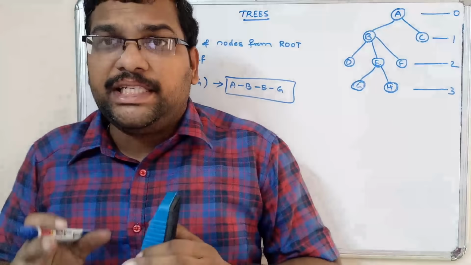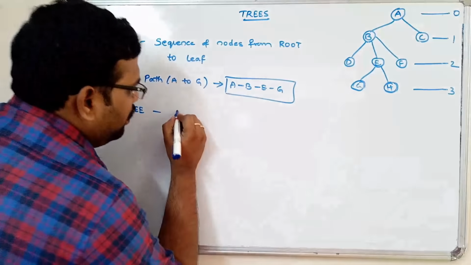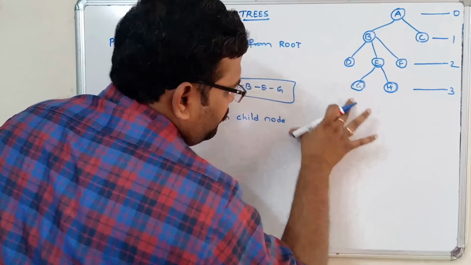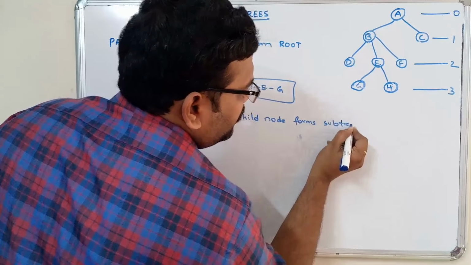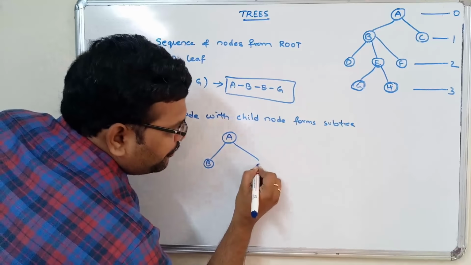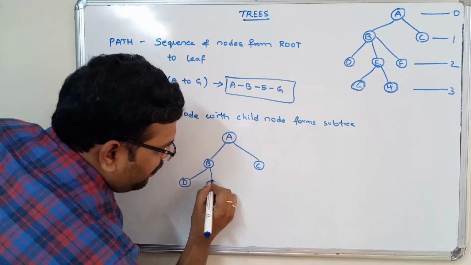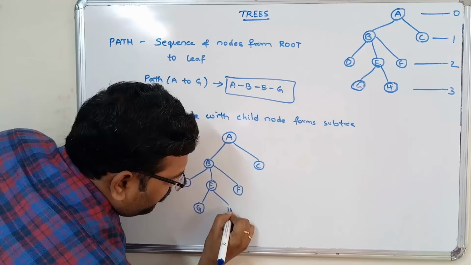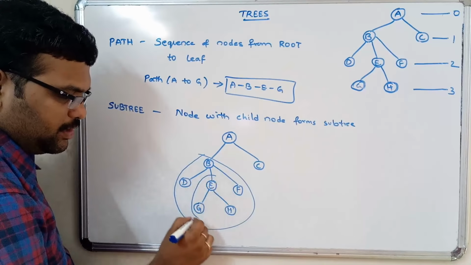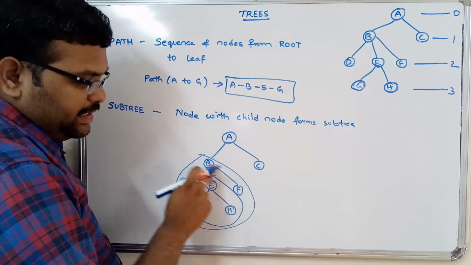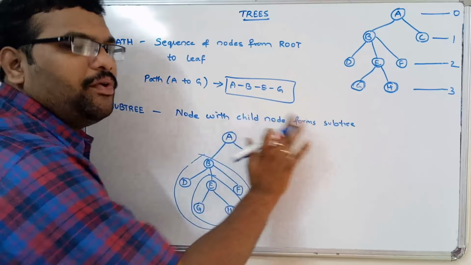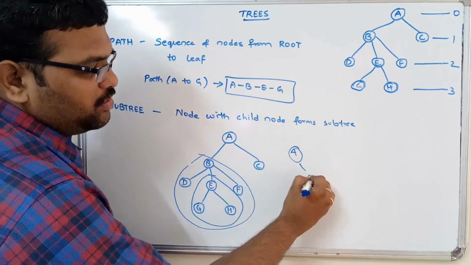The node with the children will always form a subtree, right? A node with children forms a subtree. See, here in this example, I will write here. This is a tree and this forms another tree and this forms another tree. So this is one tree and this is another subtree and this is another subtree, right? So hope you understood this one. Every node with child nodes forms a subtree, and this is also one subtree. So simply we can say this is also a subtree.